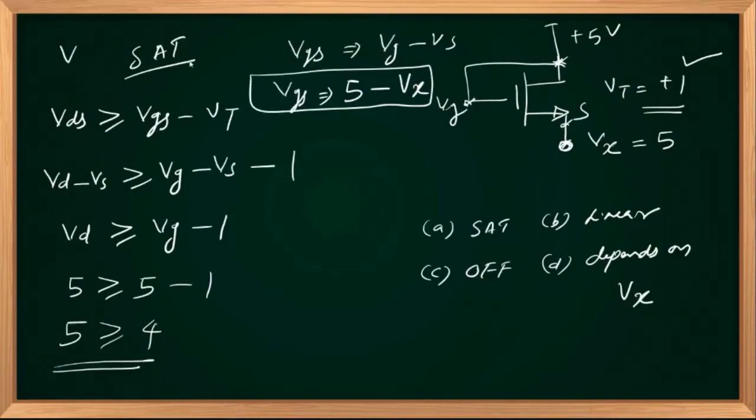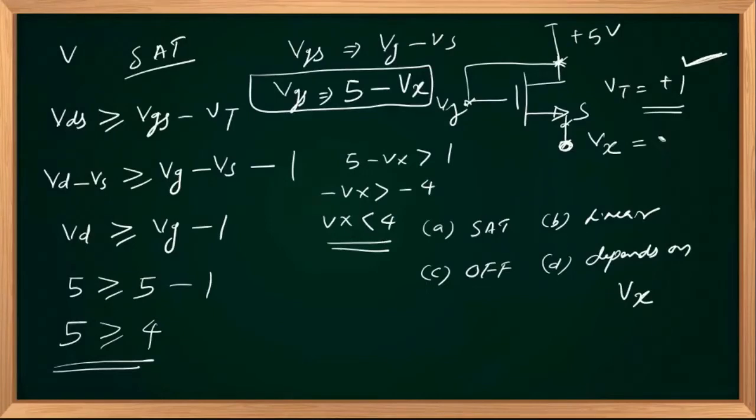So if Vx is less than or equal to 4, your transistor will turn on. Why? Threshold voltage is given as 1 volt. So to turn on the transistor, VGS should always be greater than VT. Here VT is 1 volt and VGS is 5 minus Vx. So that implies 5 minus Vx is greater than 1 volt always. So minus Vx greater than minus 4. Vx should be less than 4 volts.